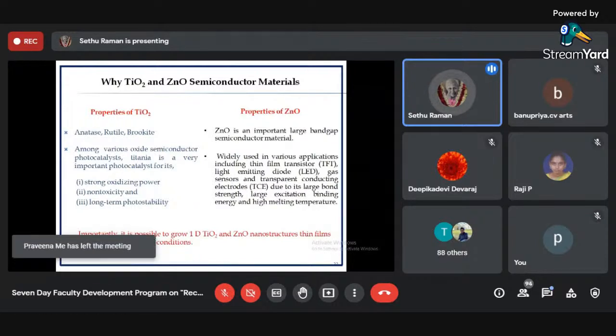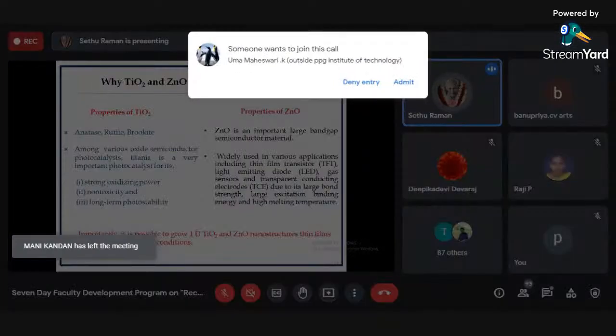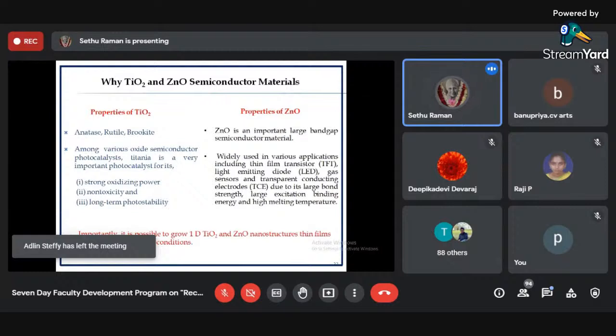Zinc oxide is widely used in different applications, including thin film transistors, light emitting diodes, gas sensors, and transparent conducting electrodes, due to its large bandgap, large exciton binding energy, and high melting temperature. Importantly, it is possible to grow one-dimensional TiO2 and zinc oxide nanostructures by controlling the growth conditions.